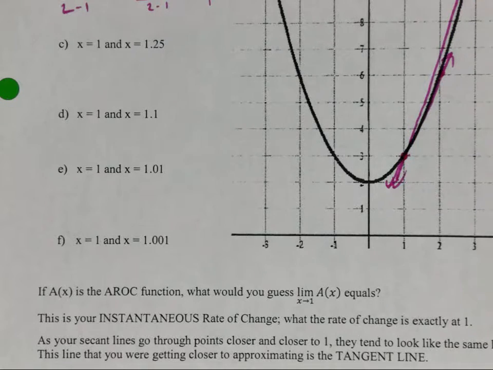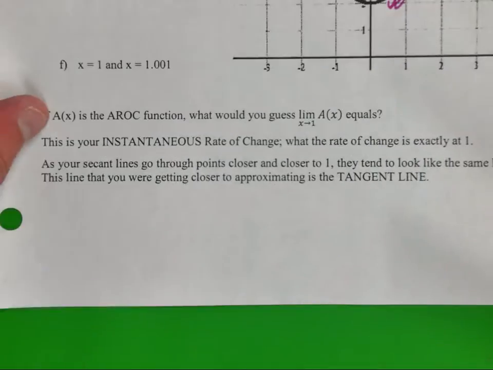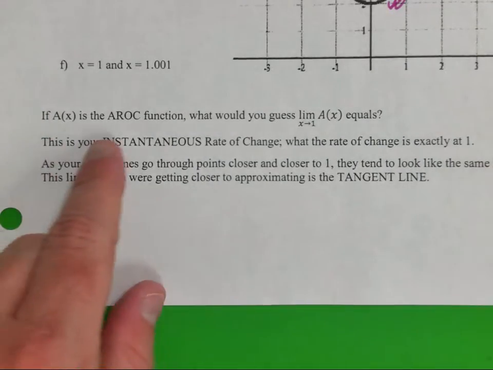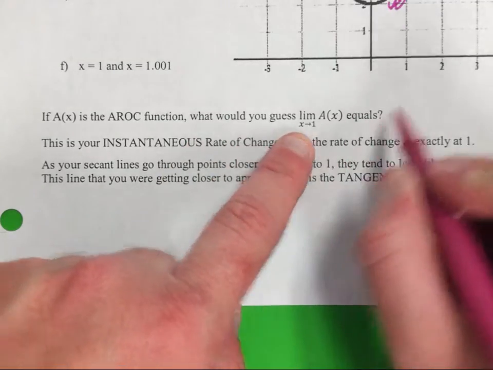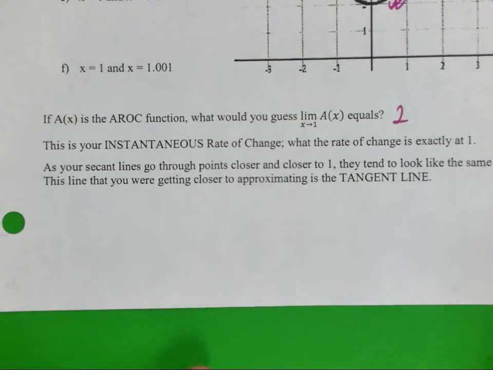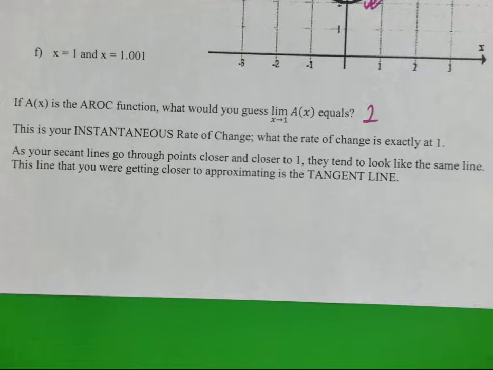You should know what average rate of change is by now. Now we're going to focus on IROC. What's happening at that very instant, that instantaneous moment in the graph. Does everybody understand so far? Okay. So, if A of x is the AROC, what would you guess the limit is as x equals 1? You already told me it's approaching 2. Now, hold on.